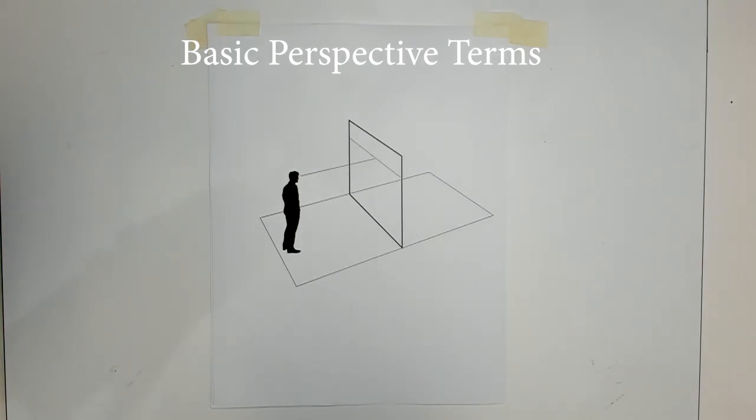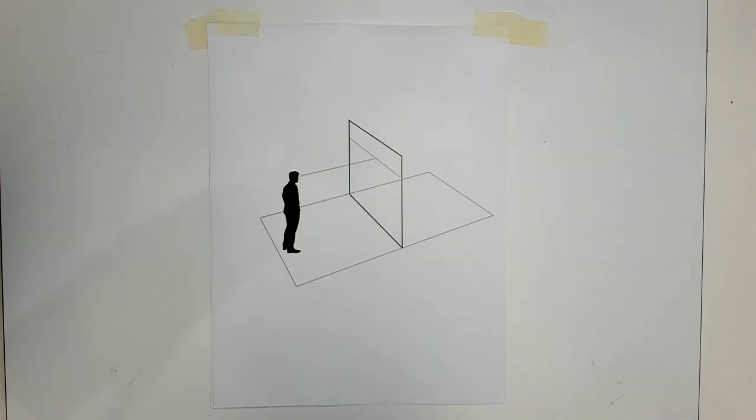Read the first chapter on basic perspective terms. It goes over the station point, picture plane, horizon line, center of vision, vanishing point, measuring line, and cone of vision. It explains all of those things, but I just wanted to expand on a few of them.